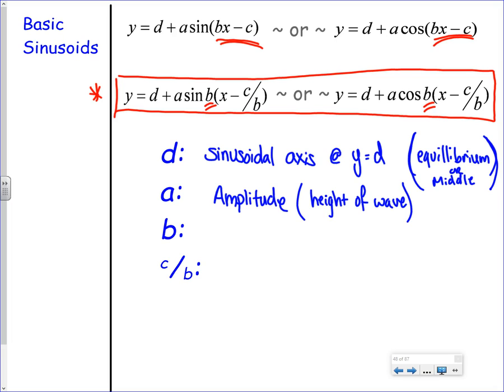B is a little hard. Let's skip him for just a second, because B you can't actually see outright on a graph. It's more used to get something on the graph for the wave. But C over B is a little bit easier. C over B is going to be the initial point.